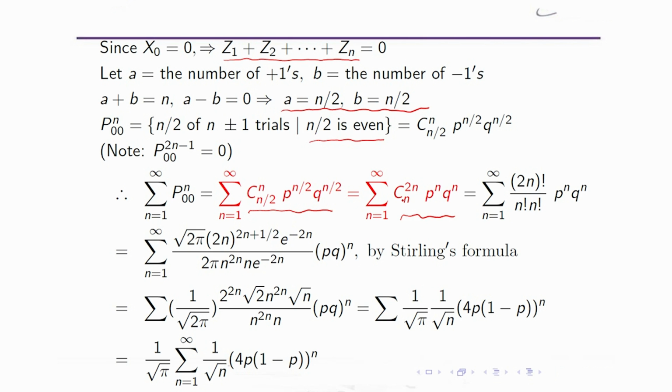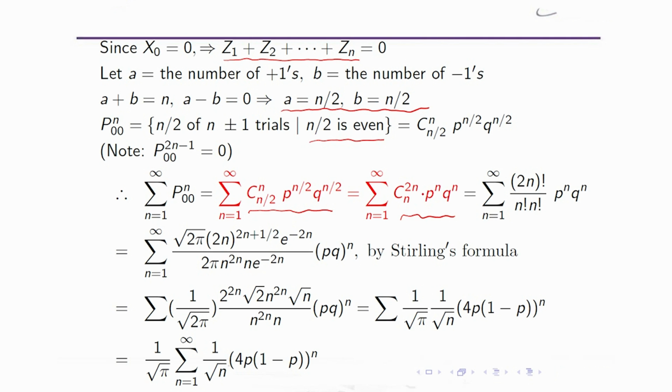We write C2n n, p to the n, q to the n. Basically, we just double this n here. Why do we do that? Because n over 2 only has positive values when n is even. So we could just double all of them. So we have a summation like this.